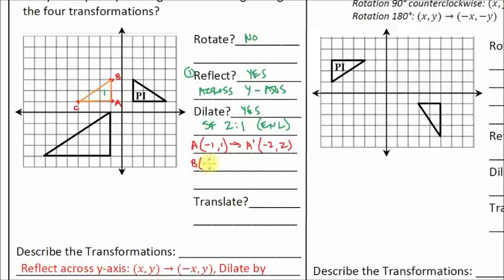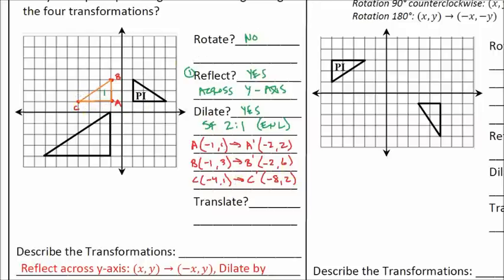Our B value is currently, looks like it's -1, 3. We're going to multiply those two coordinates by 2. That gives us -2, 6. And then our C coordinate appears to be at -4, 1. That means our new C value is going to be at -8, 2. So there's our new point.